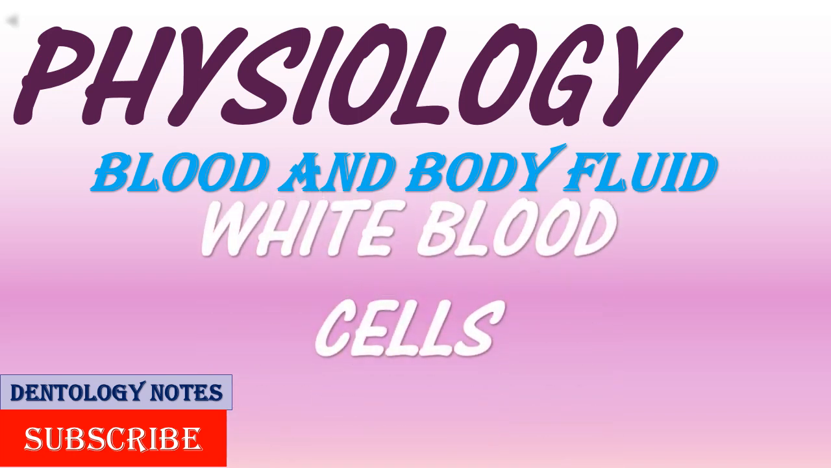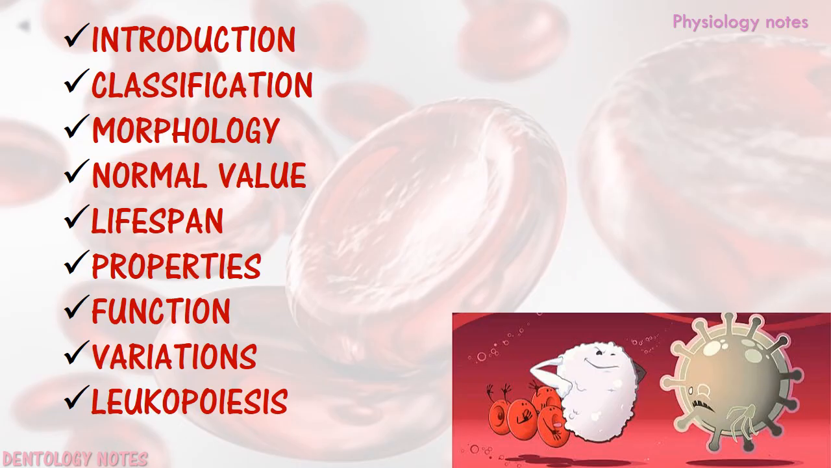Hi guys, we are going to see about physiology of white blood cells in detail. At the end of this video we will know about introduction, classification, morphology, normal value, lifespan, properties, function, variations. Leukopoiesis is called development of WBC.